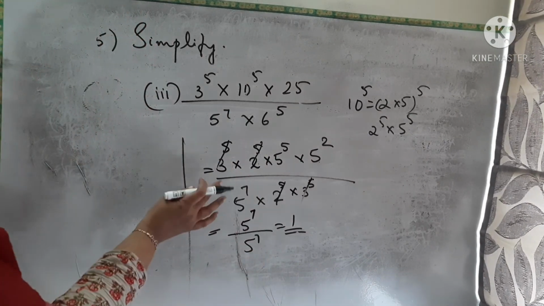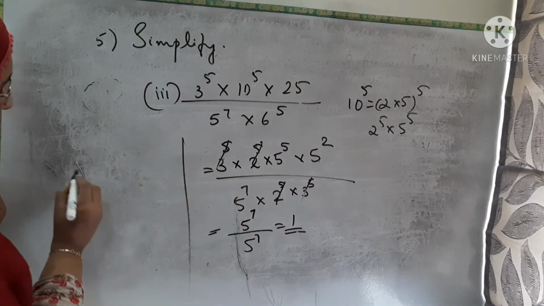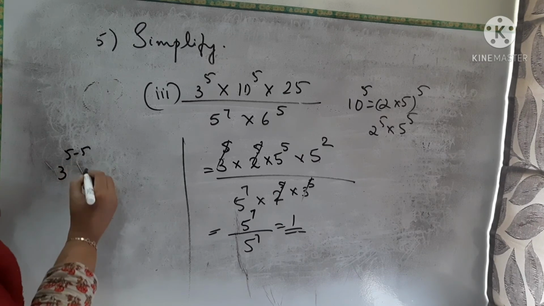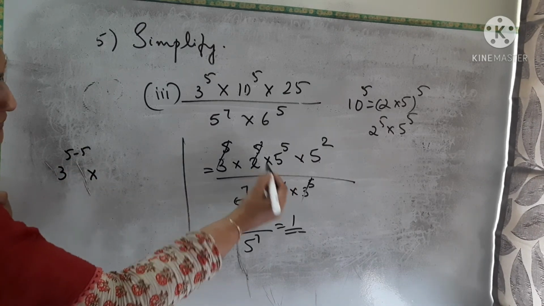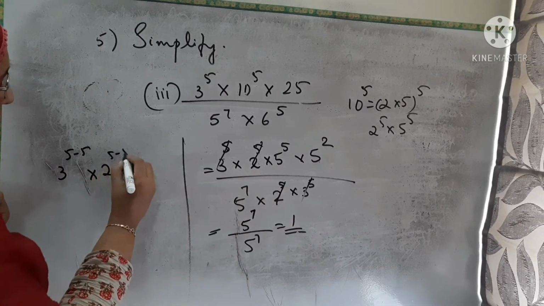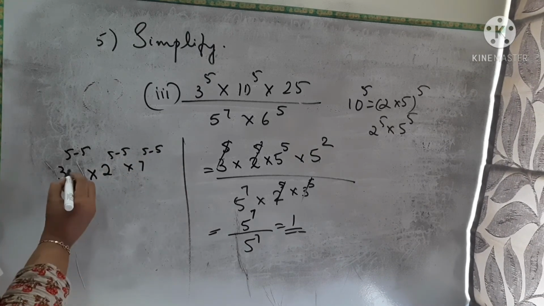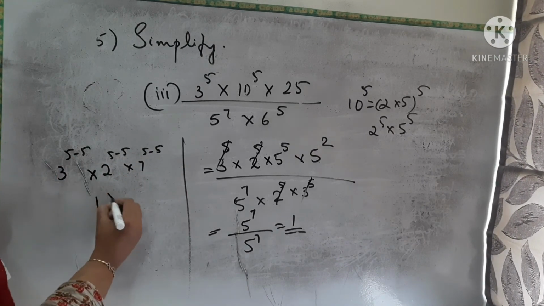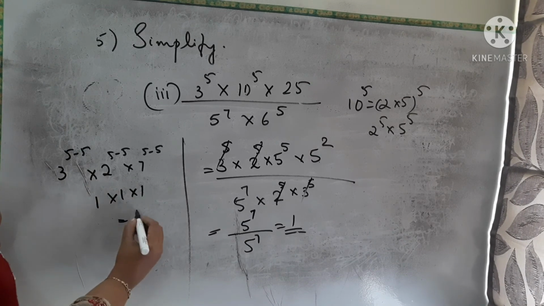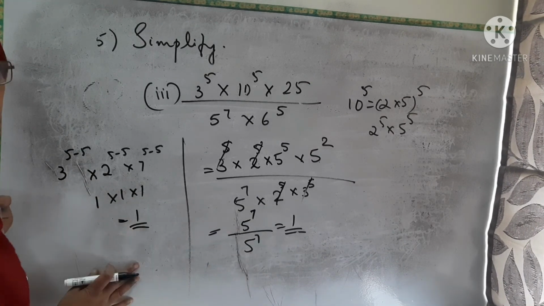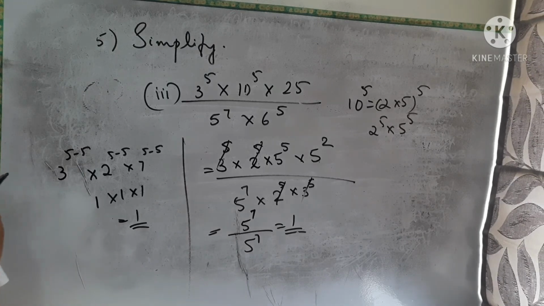See, actually what is happening here? 3 raised to 5 and 3 raised to 5, that is 3 raised to 5 minus 5. 2 raised to 5 and 2 raised to 5, 2 raised to 5 minus 5. Then 7 raised to 5 and 7 raised to 5, 7 raised to 5 minus 5. So this is 3 raised to 0, which is 1, again into 1 into 1. So the final answer is 1. Both are the same, isn't it?